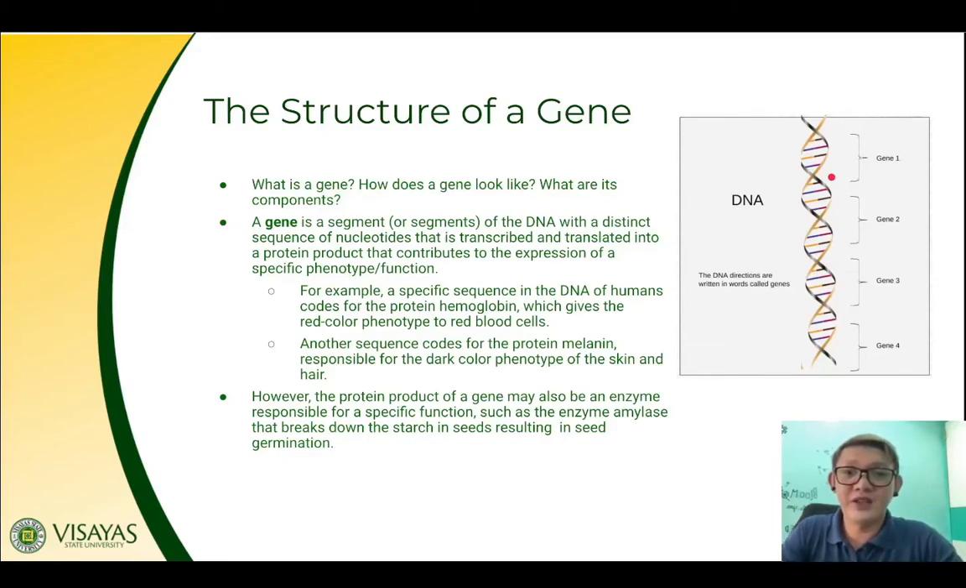Or some protein could code for melanin, responsible for the dark color phenotype of the skin and the hair. So there are different types of genes. However, the protein product of a gene may also be an enzyme responsible for a specific function, such as the enzyme amylase that breaks down the starch in seeds, resulting in seed germination. So, not all of the time are genes expressed into traits or phenotype. They could also be processes that are also phenotypes or products of gene expression.